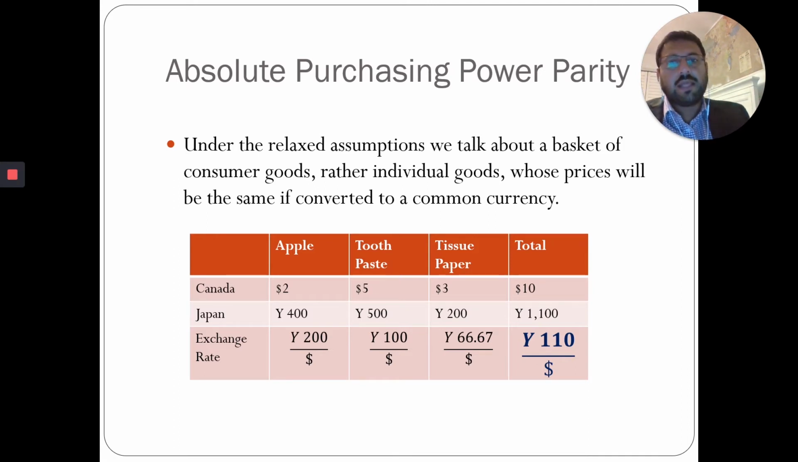So for example, there is a consumer basket in which we have, say, apple, toothpaste and tissue paper. Now in Canada, the apple price is $2 per unit, the toothpaste is $5, and the tissue paper is $3. In Japan it's 400 yen for the same apple, 500 yen for the same toothpaste, and 200 yen for the tissue paper. If we try to find out the exchange rate, we again get three different exchange rates.